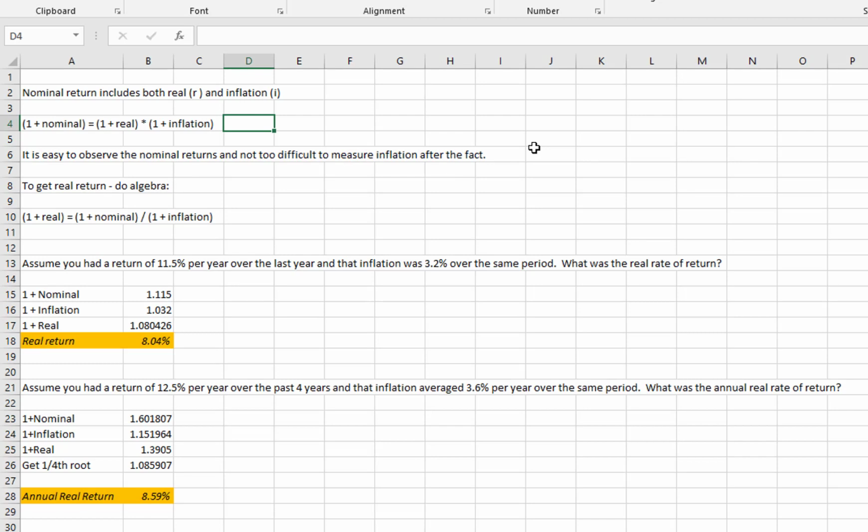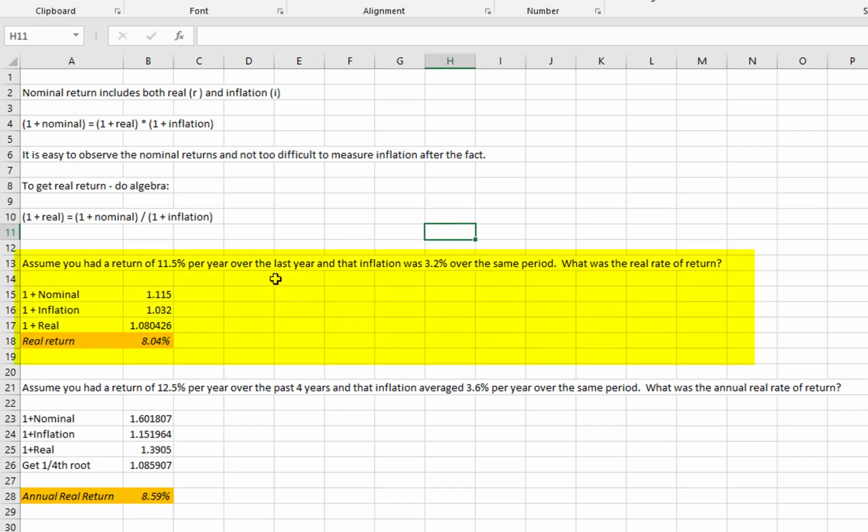So we can solve for the real rate with a quick little bit of algebra. I'm just rearranging this equation here down in line 10 of the spreadsheet. 1 plus the real rate is going to be equal to 1 plus the nominal divided by 1 plus the inflation rate. So let's look at a couple of quick examples.